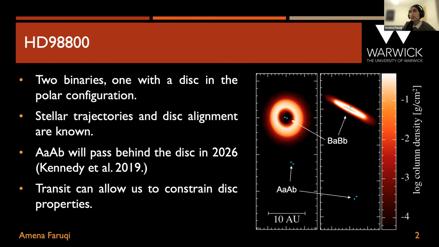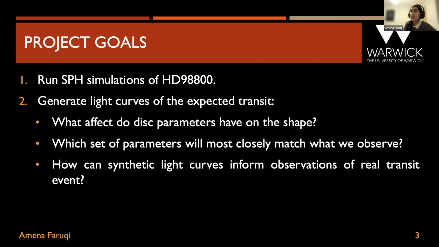You might be thinking this sounds very observational. What does this have to do with Phantom? At the moment, this transit hasn't happened yet. It's going to happen over the next few years or so. So in anticipation of that, my work is looking at running Phantom SPH simulations of the system, and using those to generate synthetic light curves of the transit before it happens.